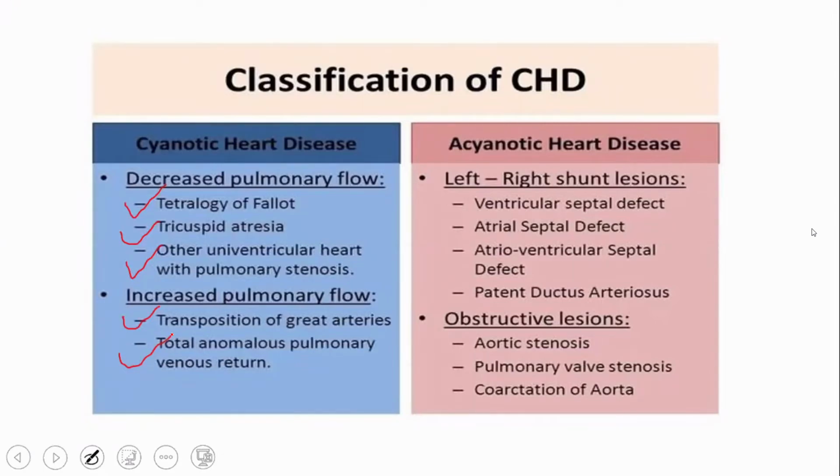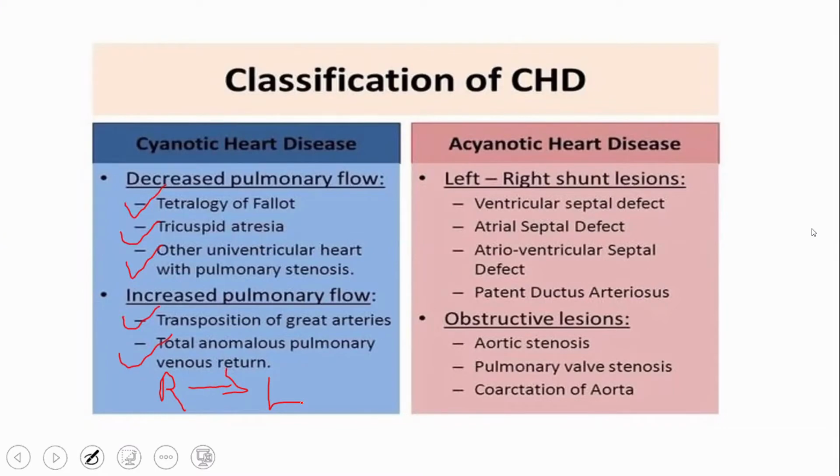The basic principle in cyanotic heart disease is there is a right to left shunt. So blood goes from the right heart to the left heart. Deoxygenated blood will go from right to left and then to the systemic circulation. So that is the basic principle of cyanotic heart disease.